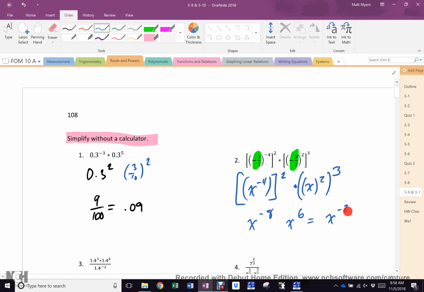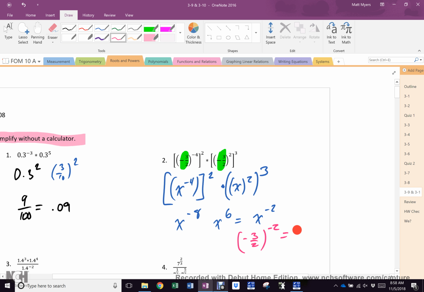But in the original question, there is no x. What is it really? Negative 3 halves to the negative 2. What does a negative exponent do to its base? Starts with an R, ends with an E, has reciprocate in the middle of it. Reciprocate. Negative 2/3 squared. Negative squared is what? Positive.